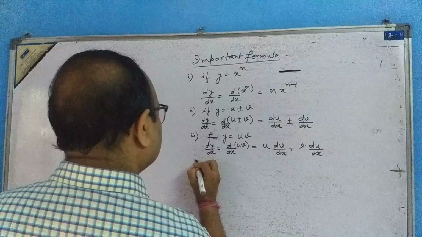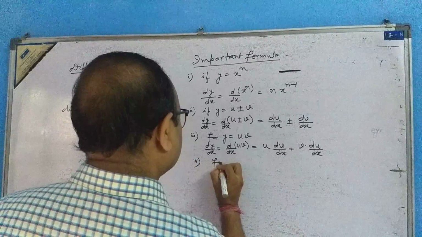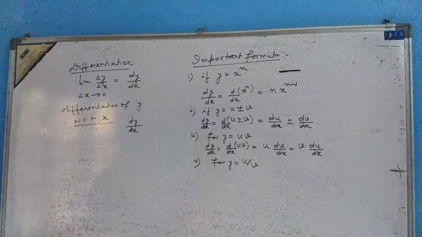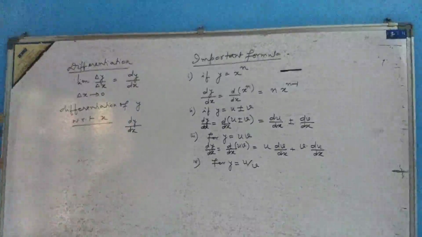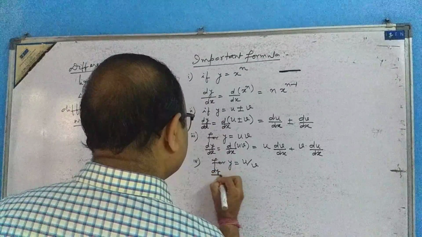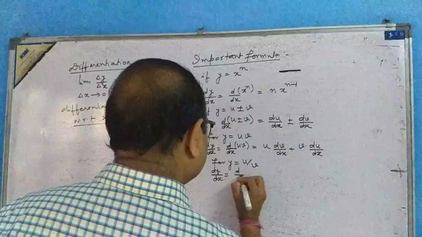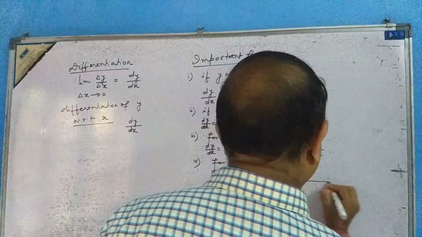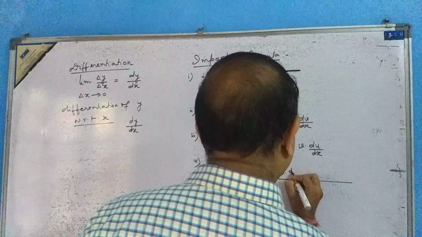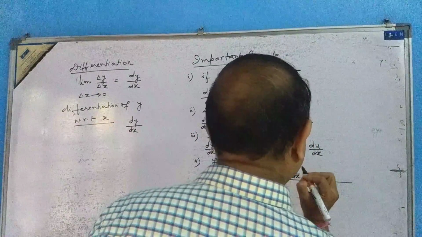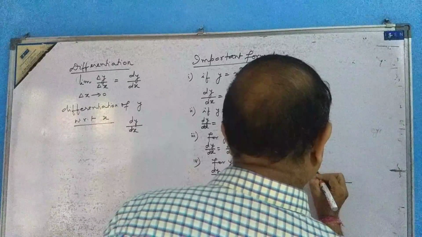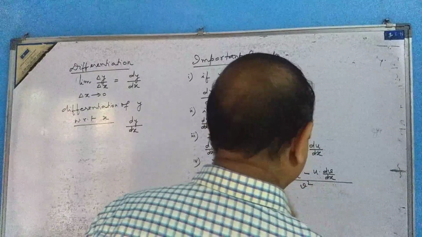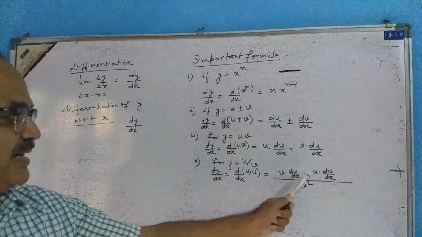Then number 4, for y is equal to u by v. It is quotient. That is product. This is quotient. Then dy by dx should be d by dx of u by v. It should be written like this. Look, v into du by dx minus u into dv by dx divided by v square. You have to be very careful in writing this expression.